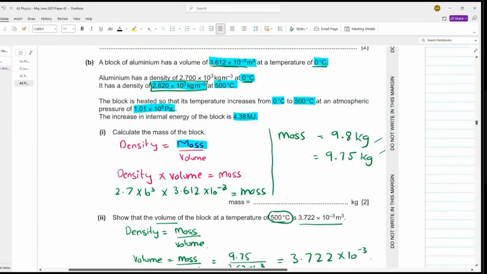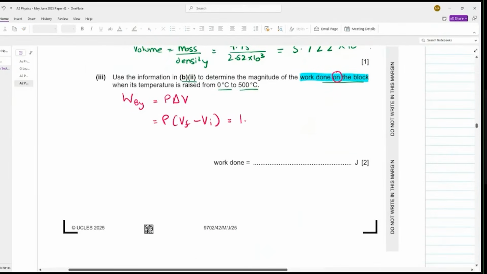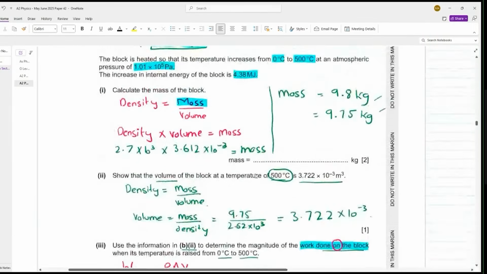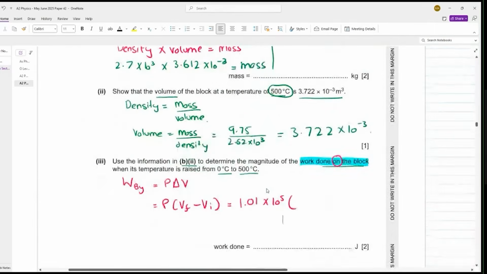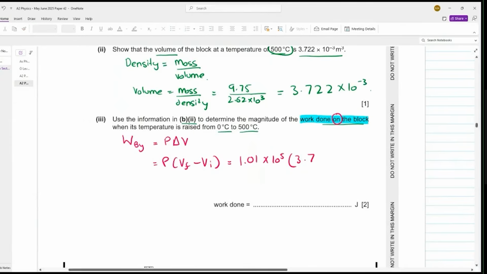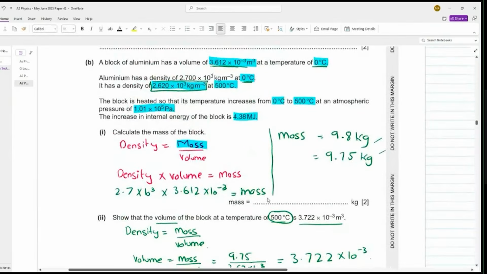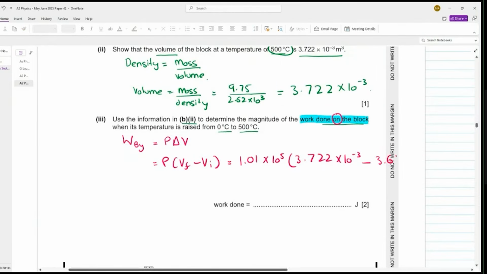Pressure was 1.01 × 10^5. Okay, let's place it here. 1.01 × 10^5. What is the final volume? Final volume, what was our final volume? We just calculated it, here it is: 3.722 × 10^-3. What was the initial volume? Initial volume was 3.612 × 10^-3.